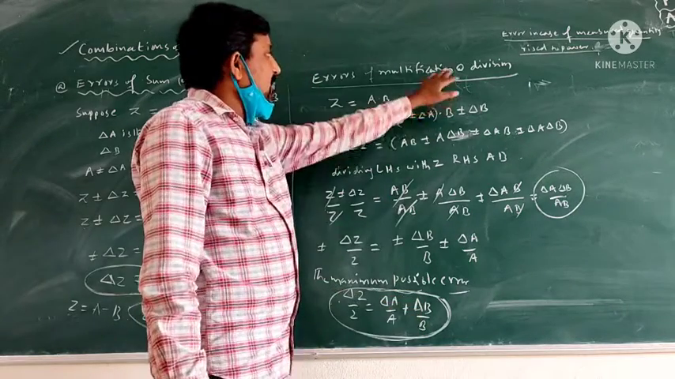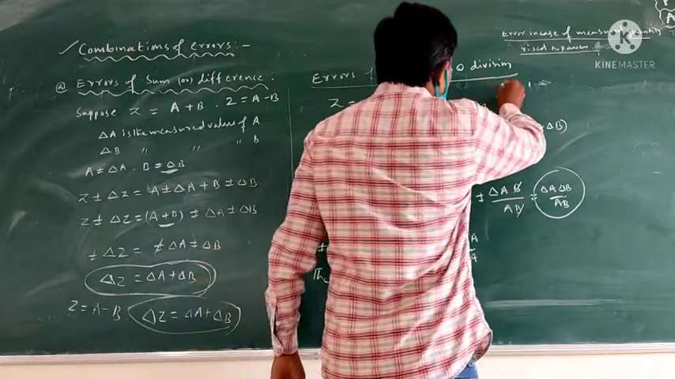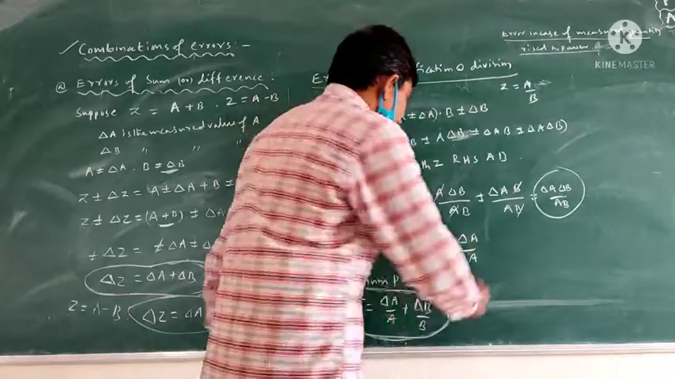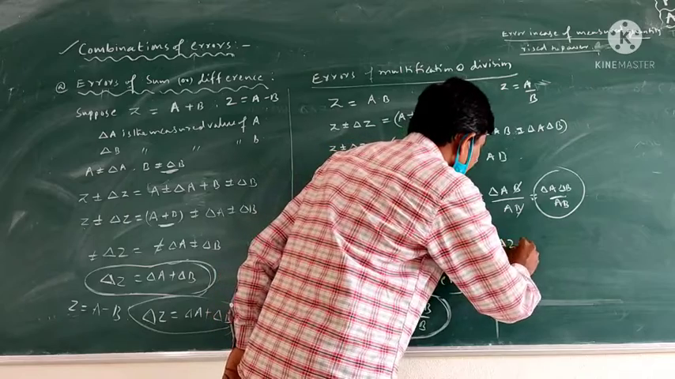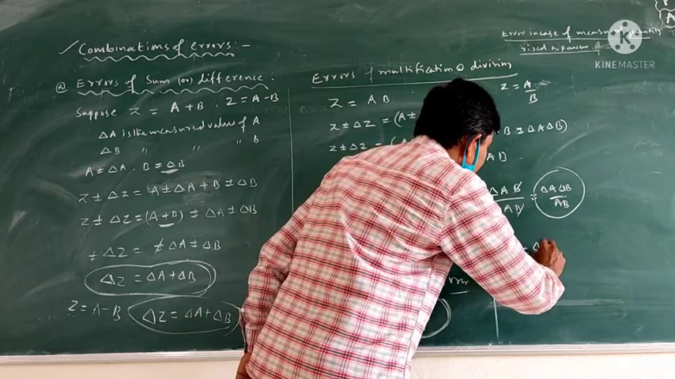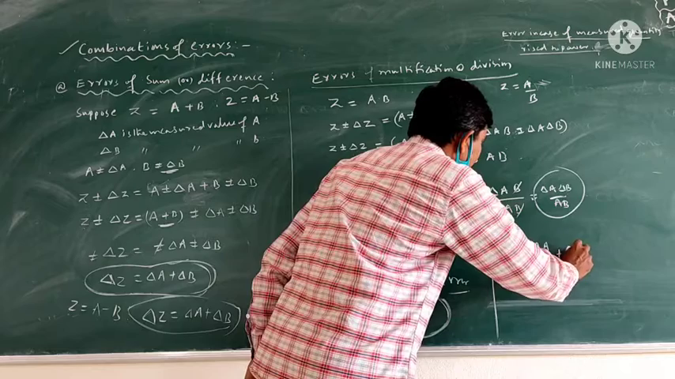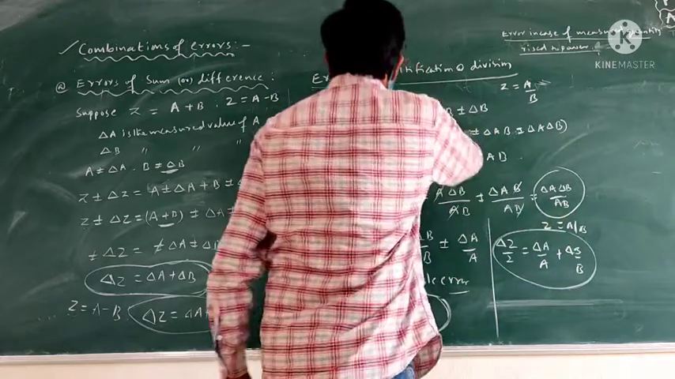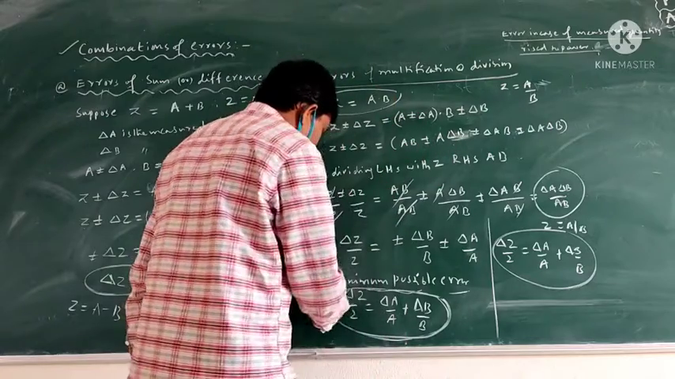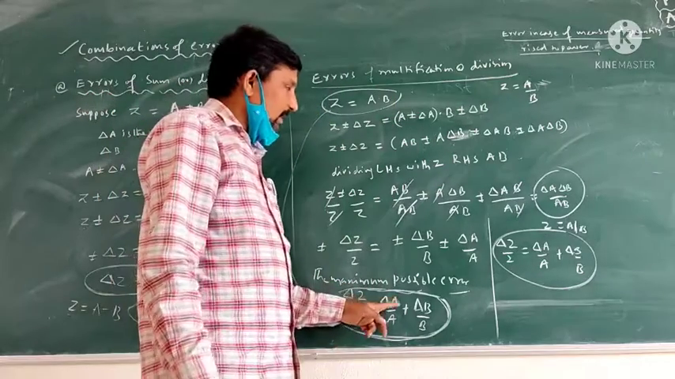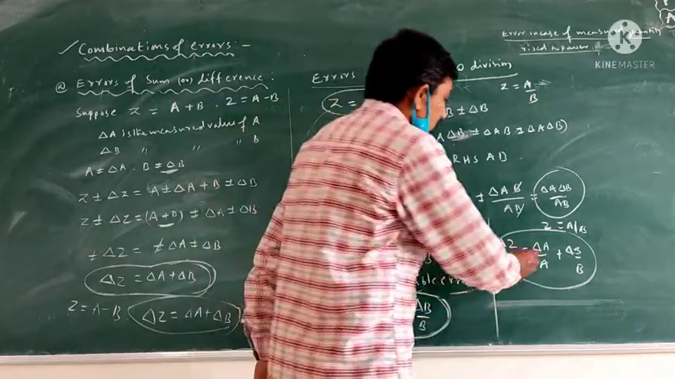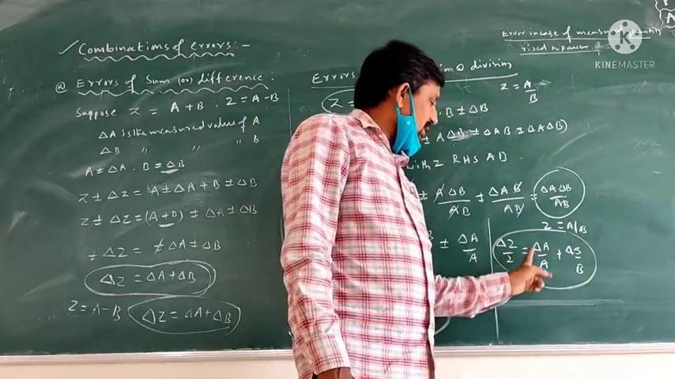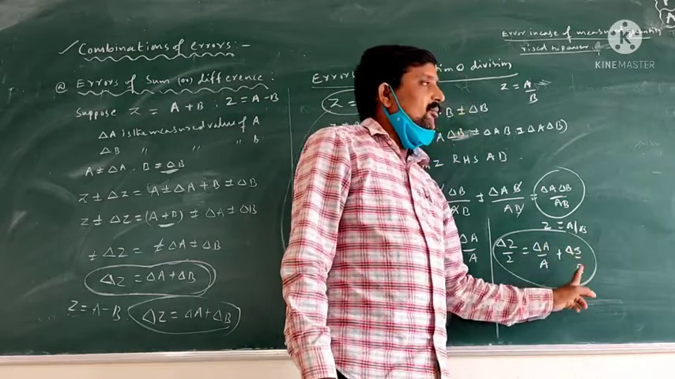delta b by b. In the same manner, in the case of division, z is equal to a by b, the maximum possible error is the same: delta z by z is equal to delta a by a plus delta b by b. So in the case of multiplication, the maximum possible error is delta z by z equal to delta a by a plus delta b by b. In the case of division also, z is equal to a by b, delta z by z is equal to delta a by a plus delta b by b.